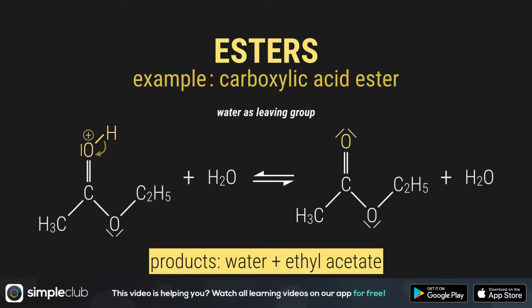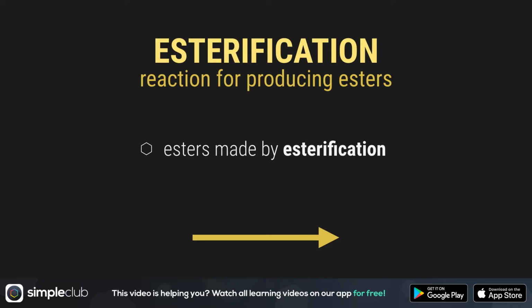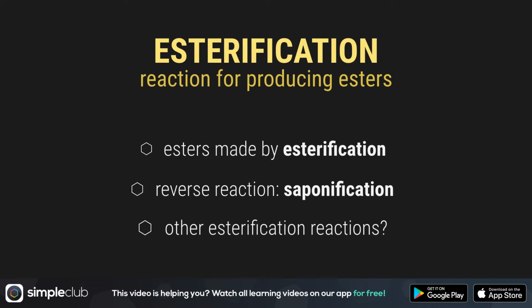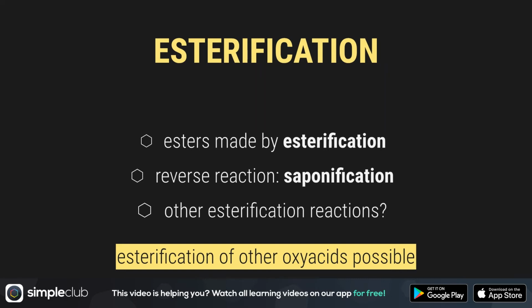Alright, so now you know how the reaction for making ester works, aka esterification. The reverse reaction is called saponification, as in soap. We tell you why in this video right here. So what are some questions you might want to ask about reactions like this? Are there other esterification reactions? You know it. There's the esterification of sulfuric acid, phosphoric acid, and silica, for example. So you can see how important this reaction is because it's so universal for producing all kinds of esters.